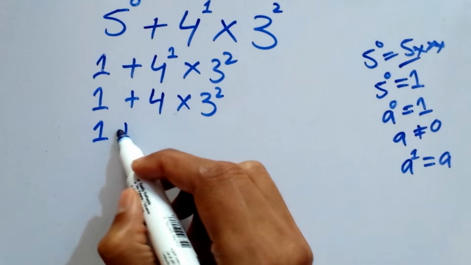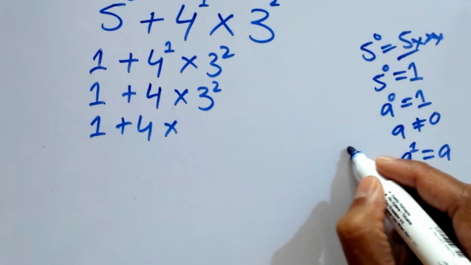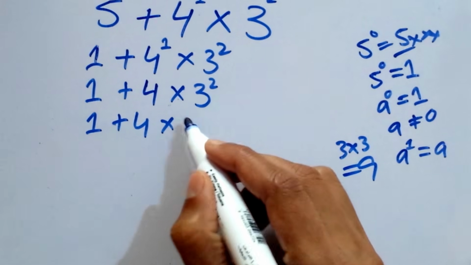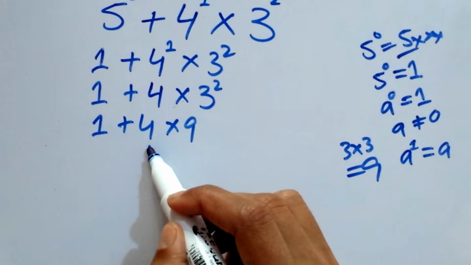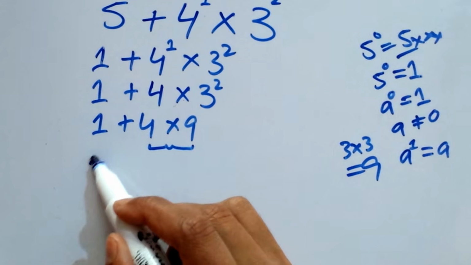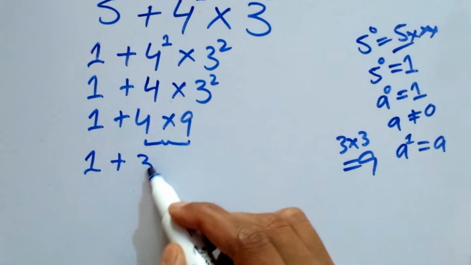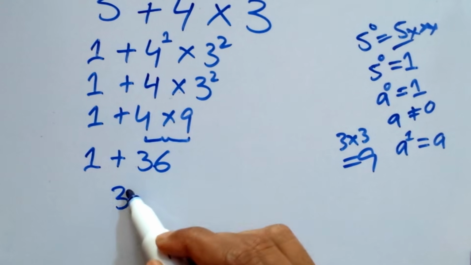Now 1 plus 4 times 3 squared means 3 times 3 equals 9. Right? Now multiplication must be done before addition. So 1 plus 4 times 9 equals 36. Now 1 plus 36 equals 37.